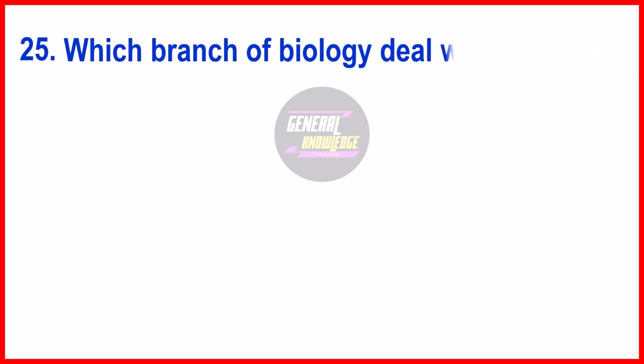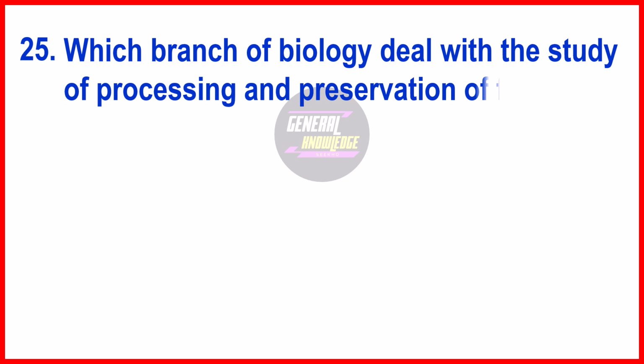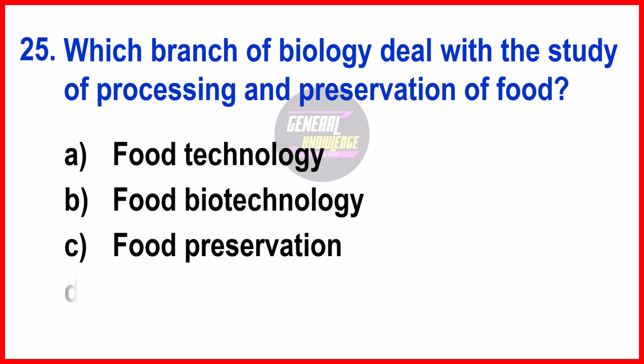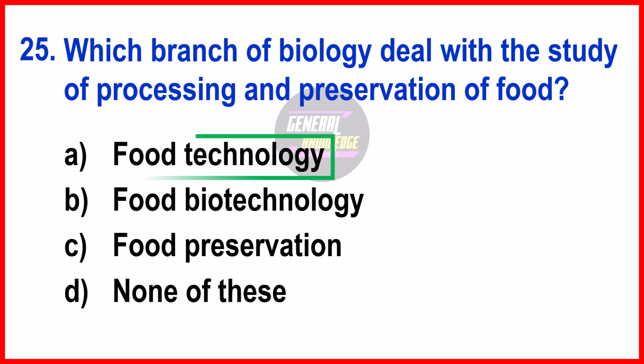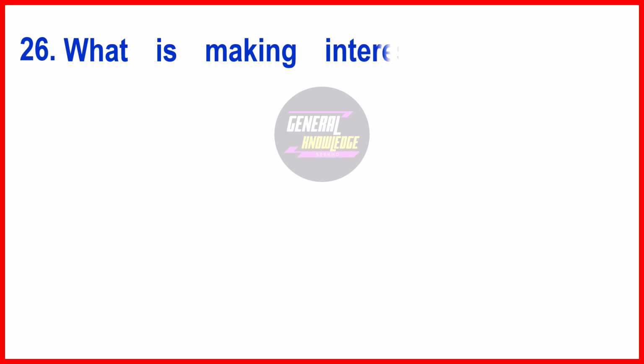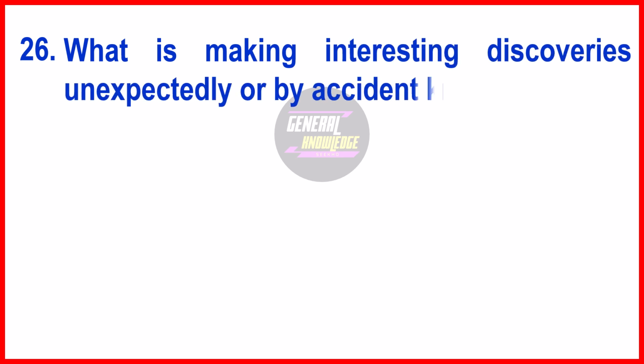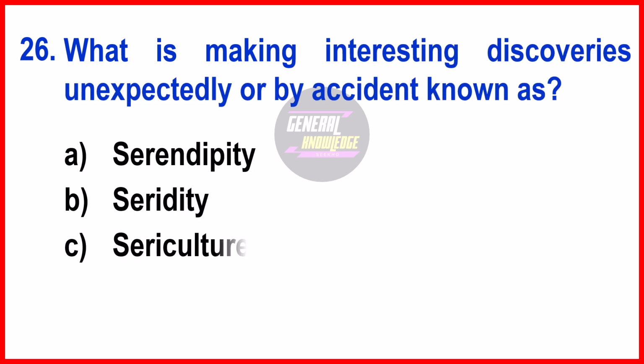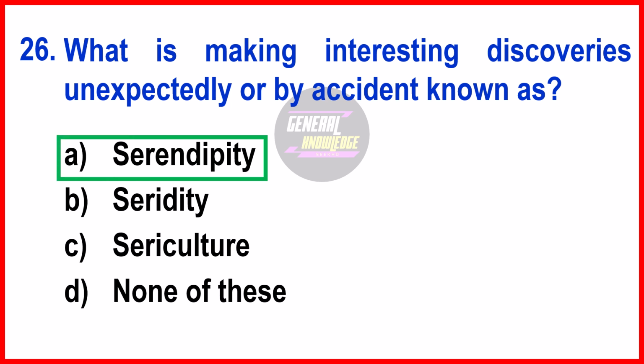Question number 25. Which branch of biology deals with the study of processing and preservation of food? The right answer is option A, food technology. Question number 26. What is making interesting discoveries unexpectedly or by accident known as? The right answer is option A, serendipity.